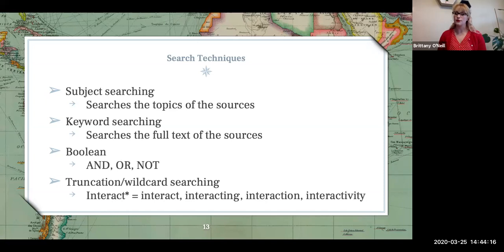Truncation is also really useful because databases require very specific keywords to get the results you want. You want to try to capture any variations that there might be. So I have an example here for interaction or interacting. If I put "interact" with an asterisk at the end, in most of our databases, that's going to pull back any variation of letters that come after that. It's going to capture any of those things that build off that root word that maybe would have gotten excluded if I didn't use that wildcard search.